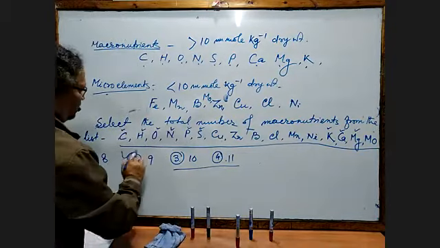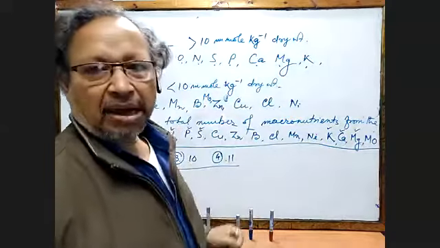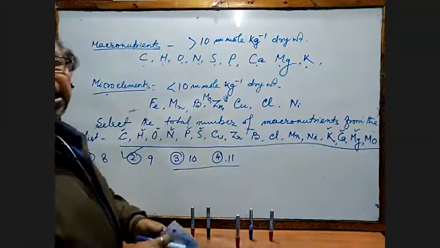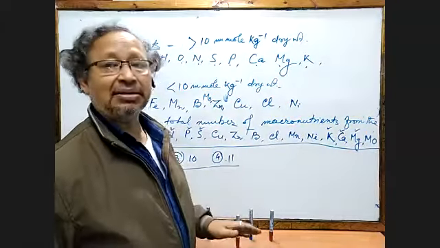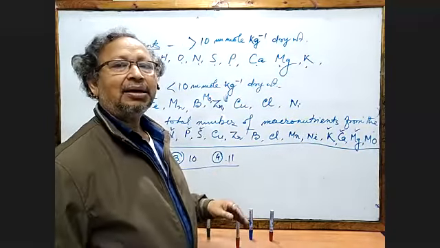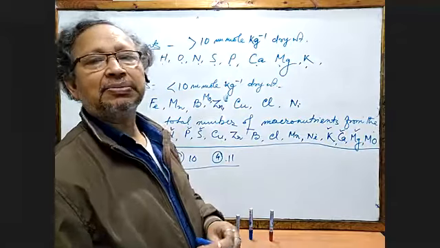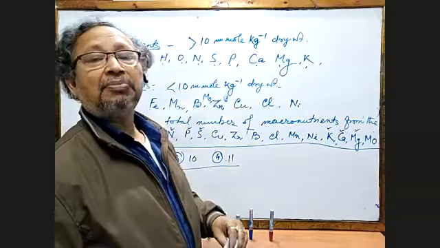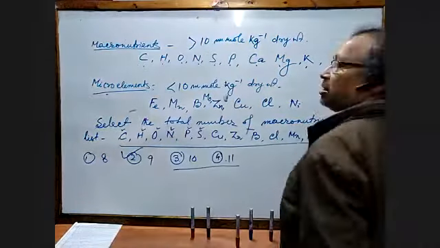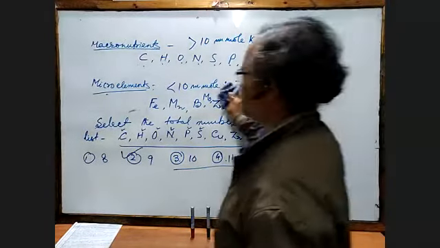So here our answer will be number 2, because all 9 macronutrients have been included here. Sometimes some of the elements are not considered essential by plant physiologists, but they are beneficial to the plants and are found in most plants, and they carry out some important function of the plant.